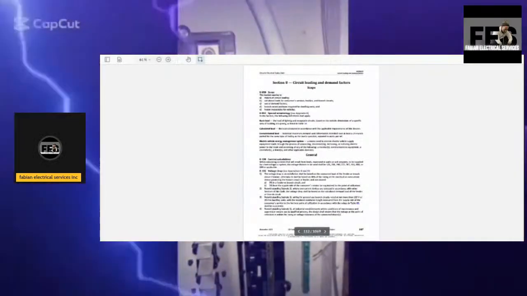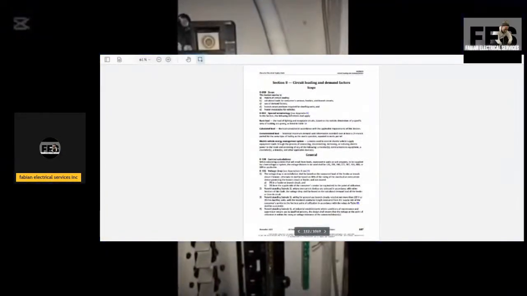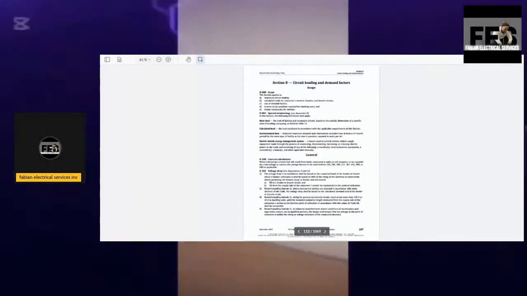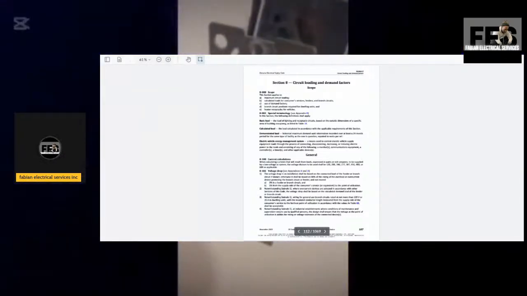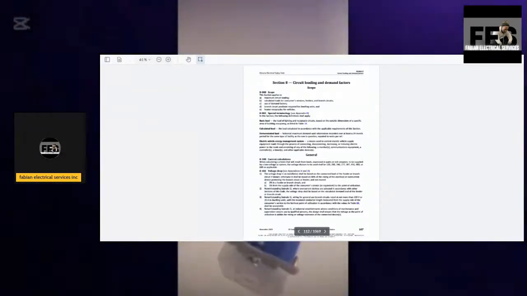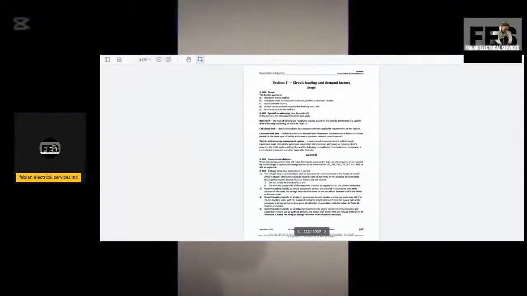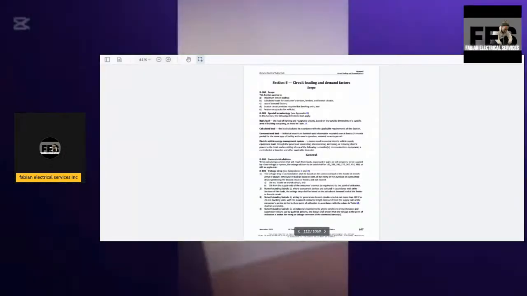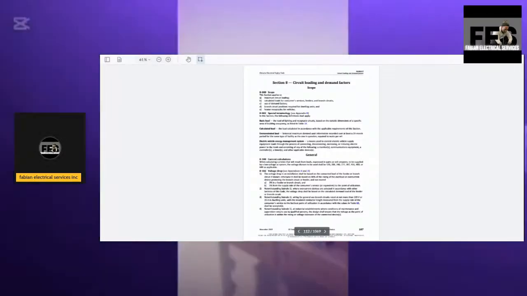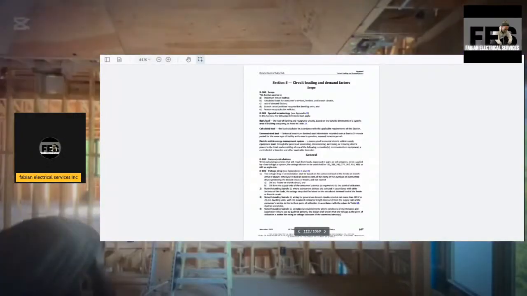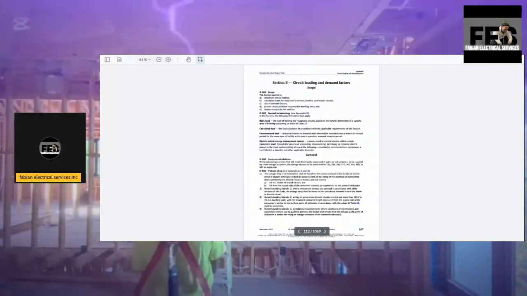So this here is another important rule that we use when it comes to the circuit load and demand factor. So again, what this simply means, I'm going to read a little bit on it here.